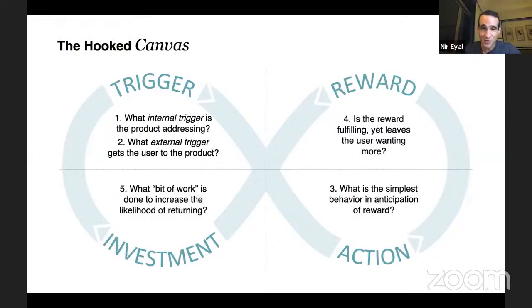And I invite you to take a picture of this. This is the most important slide of the presentation. The hooked canvas teaches us how to ask these 5 fundamental questions if we are building a habit forming product. Number 1, what is the internal trigger that the product is addressing? Number 2, what's the external trigger that prompts us to action? Number 3, what is the simplest behavior done in anticipation of reward? Is the reward fulfilling and yet leaves the user wanting more? And then finally, what is the bit of work done to increase the likelihood of the next pass through the hook?